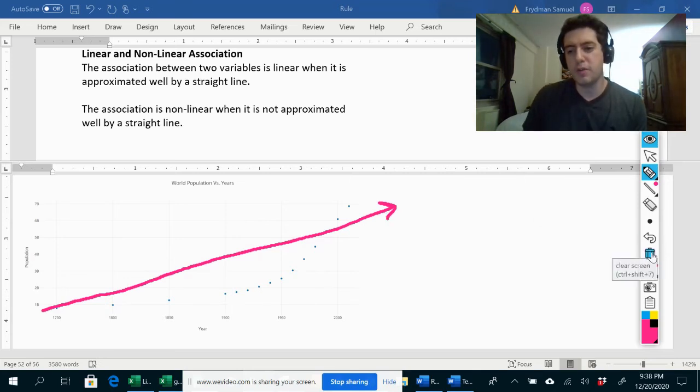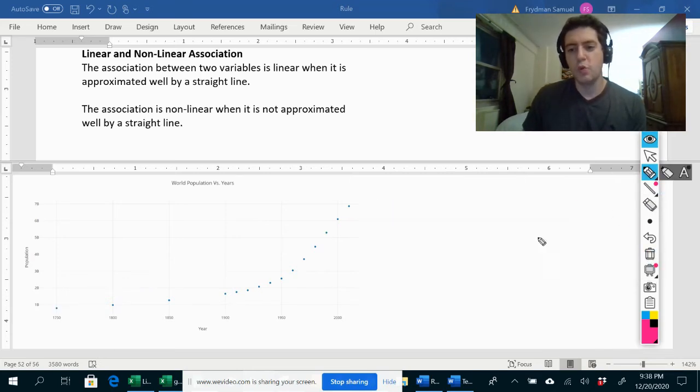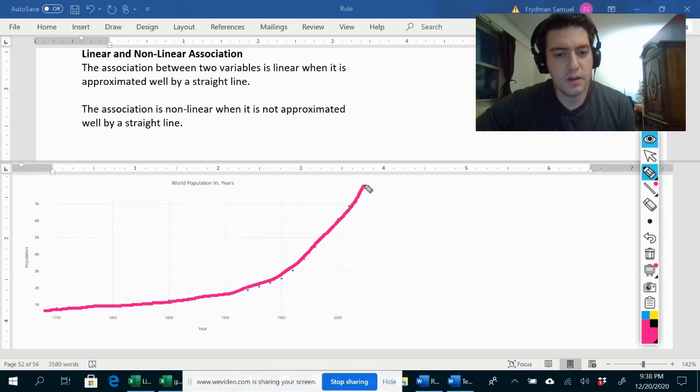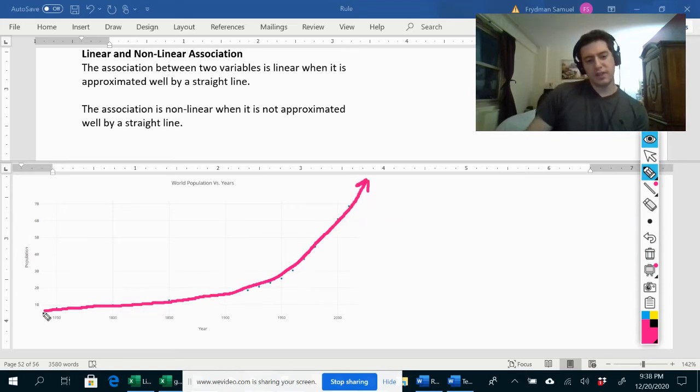Okay, so a better approximation for population would be something like this, which is an exponential curve. It stays not too steep for a while, and then it kind of shoots up really quickly. That would be an exponential curve. So not every scatter plot that you're ever going to see can be approximated very well with a straight line. You could try to put a straight line in there, but it's not going to really do a good job of showing you what's happening.